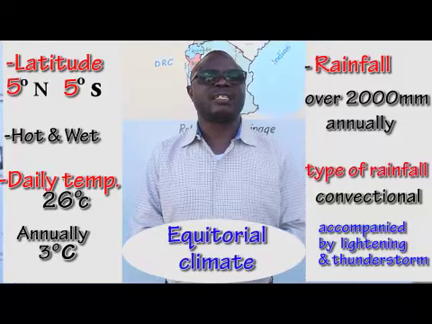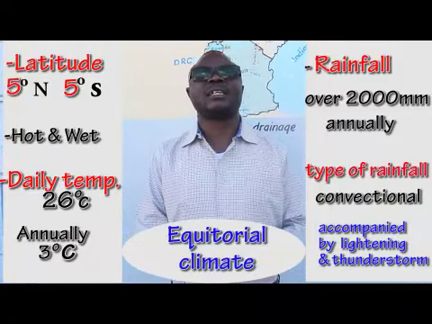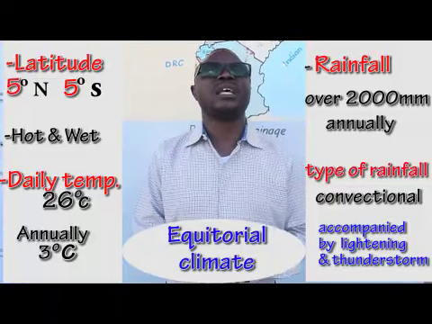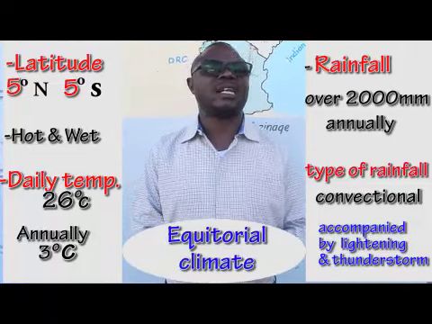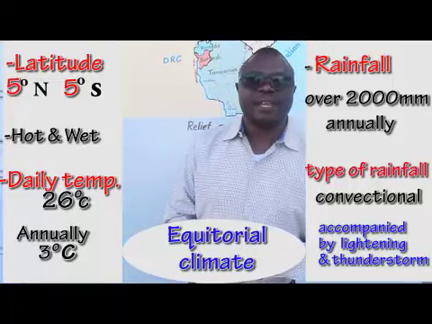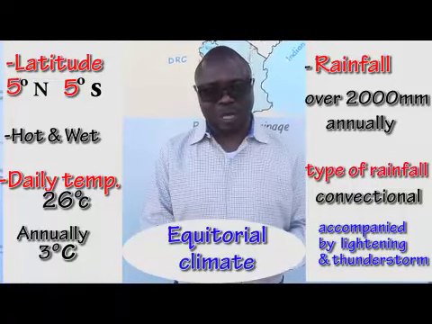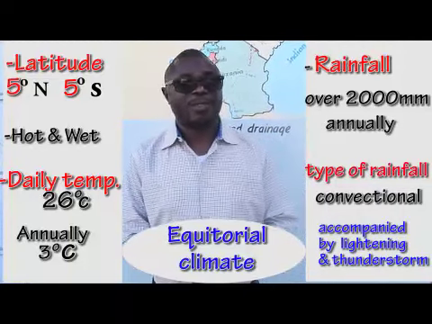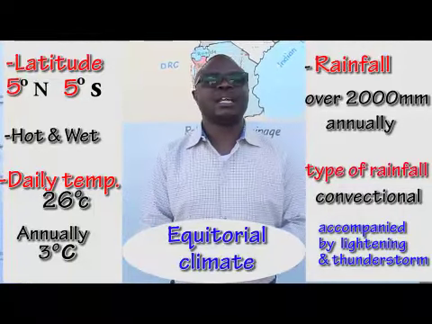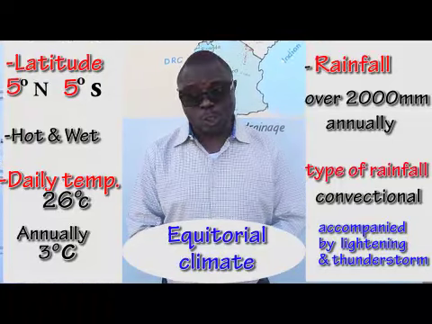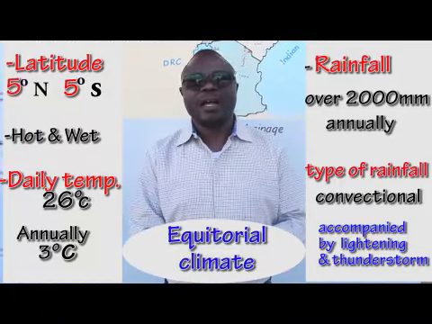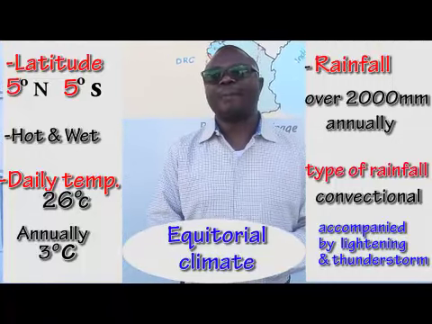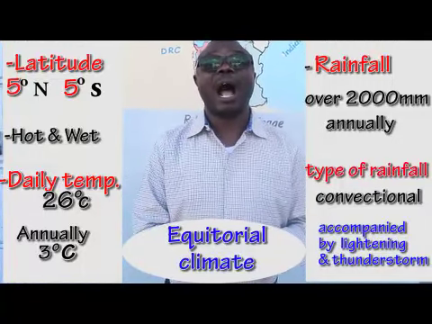The average daily temperature is 26 degrees Celsius. The annual temperature range is 3 degrees Celsius. There is a heavy rainfall of over 2,000 millimeters throughout the year. That is to say that this climatic region receives a lot of rainfall, because rainfall recorded of 2,000 millimeters is quite heavy.